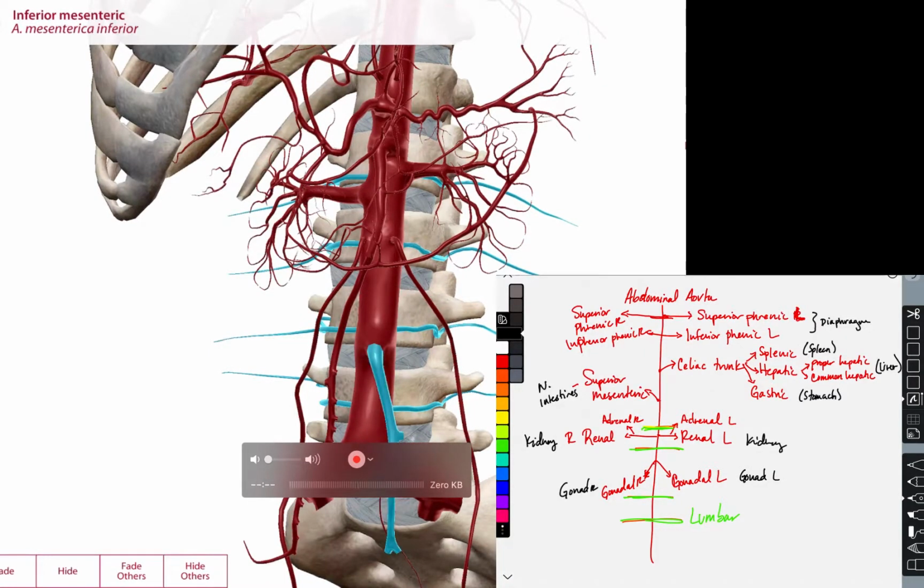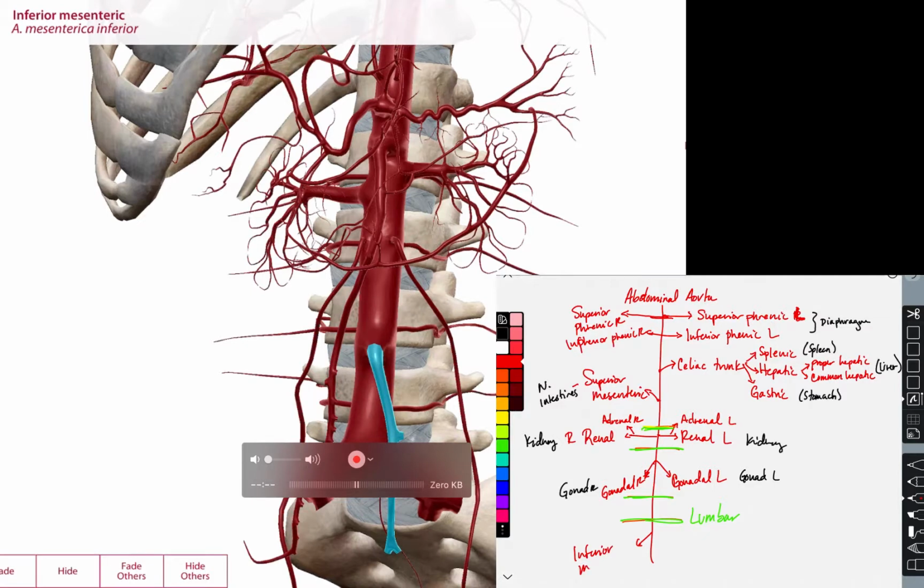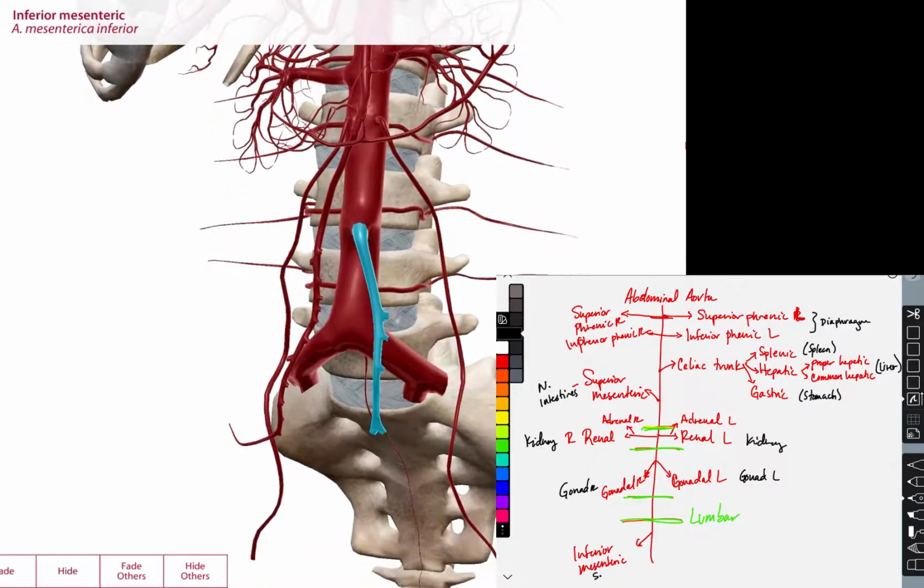Next up, we have the inferior mesenteric artery. The inferior mesenteric supplies the lower parts of the intestine with blood. This would be like the sigmoid colon, the rectum, and the parts of the small intestine that are lower in the abdomen. That actually will split between the ileum and the jejunum. You'll learn about these when you learn about digestion.